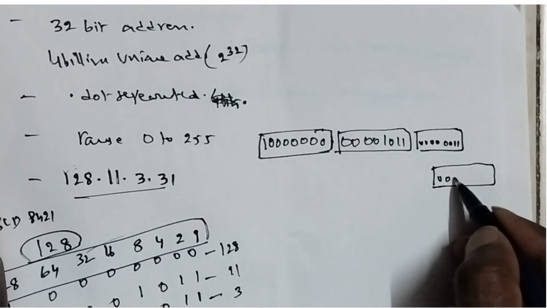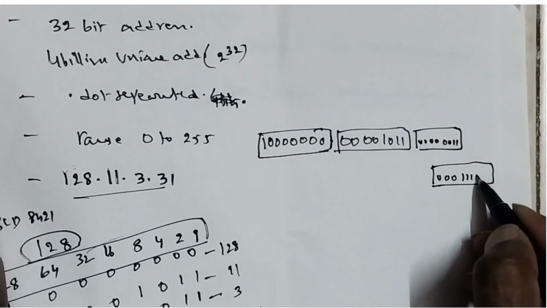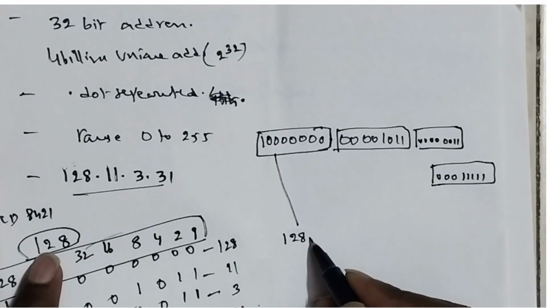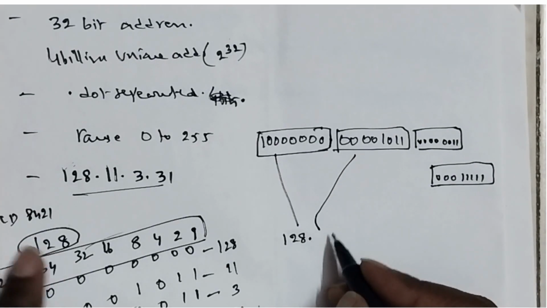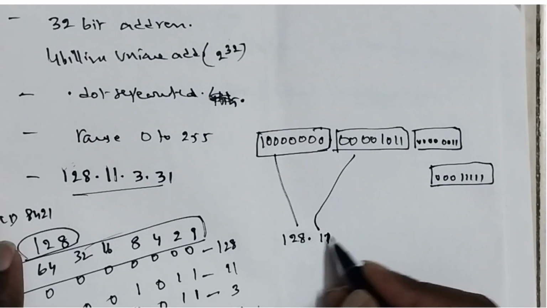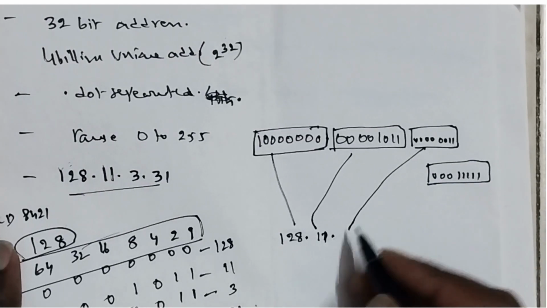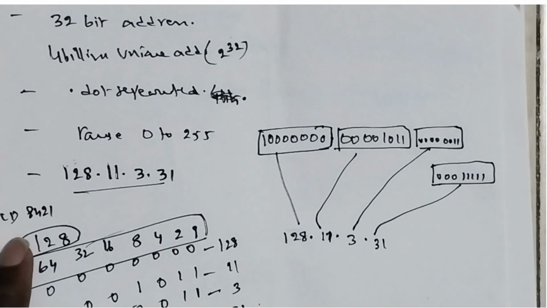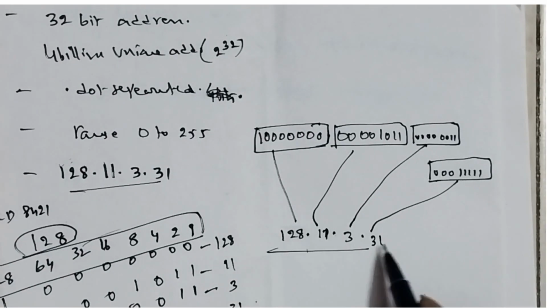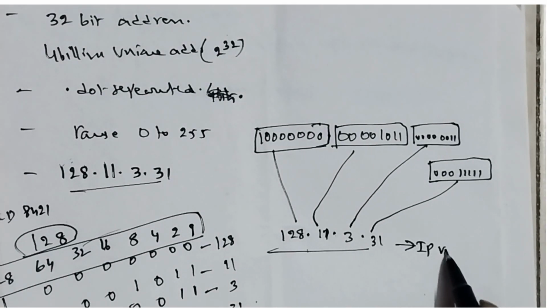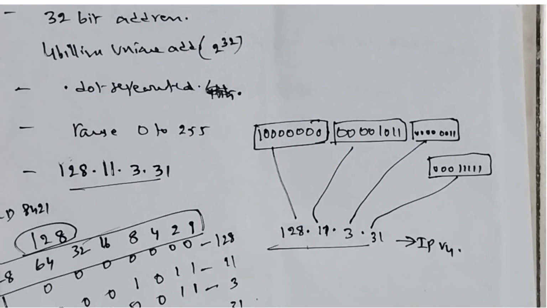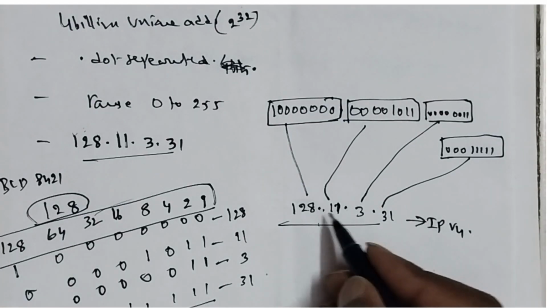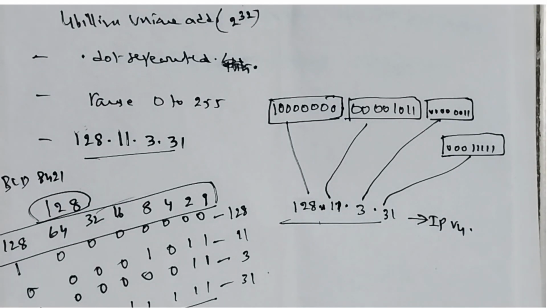Here 4 zeros, 3 zeros, 5 ones. Okay, this part is 128 dot, this is 11 dot, this is 3 dot, this one is 31. Okay, this is the IPv4 address. Here each decimal will be separated with a dot symbol. Each code will be separated with a dot symbol.